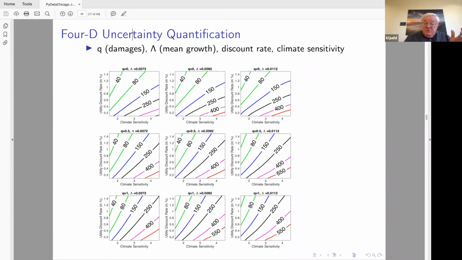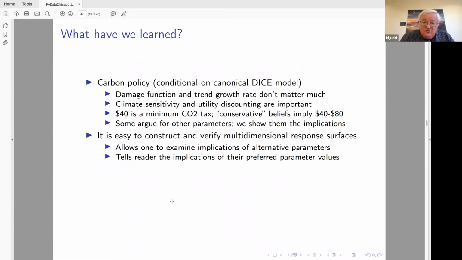And yes, there are some places where you get big numbers, but they involve very high climate sensitivities, as well as very low utility discount rates. And people often argue, well, that's not plausible. Typically, people are going to argue for numbers that are in the upper left-hand corner of all these boxes. And so you could get a consensus roughly about what the social cost of carbon is. First of all, $40 is like a minimum. And then even if you're on the conservative side of beliefs, it's a range of $40 to $80.